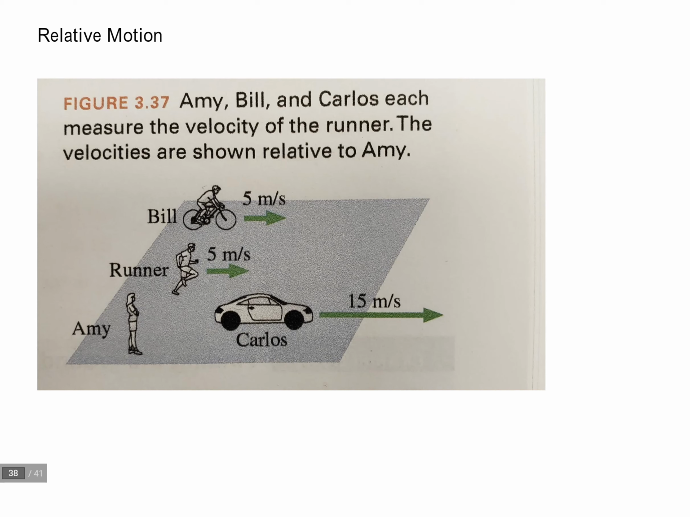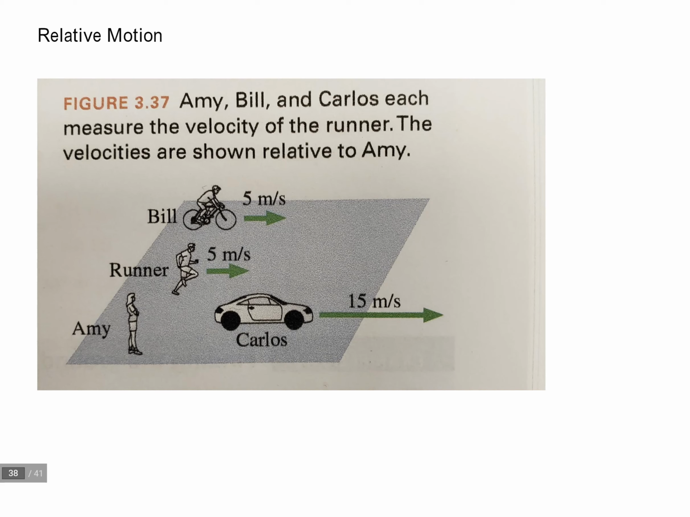She sees the runner going at 5 meters per second. She sees Bill going at 5 meters per second on the bike. She sees Carlos going at 15 meters per second in the car. Now, the question though is, how does Bill see the runner moving? At what speed does Bill see the runner moving?